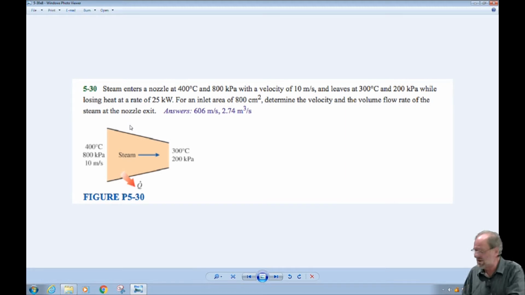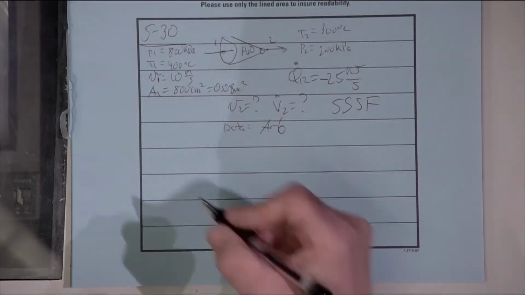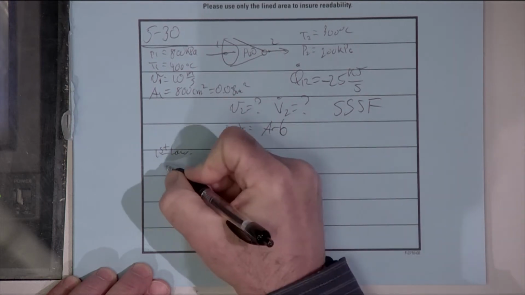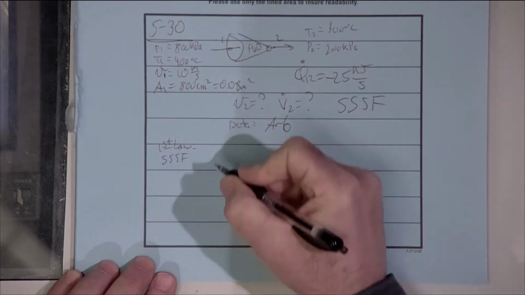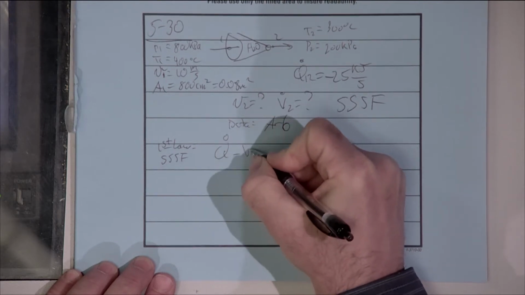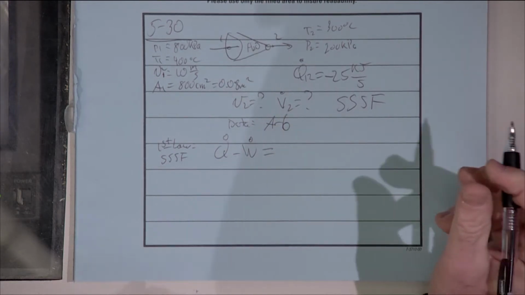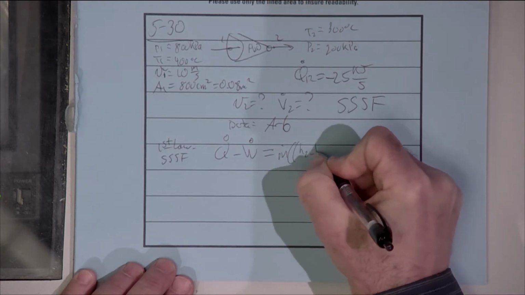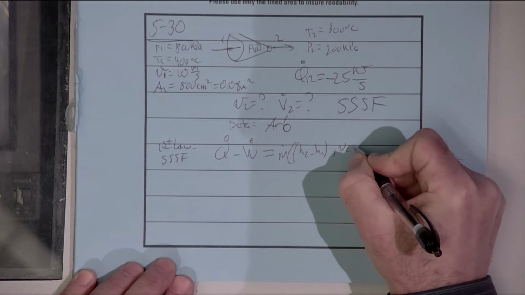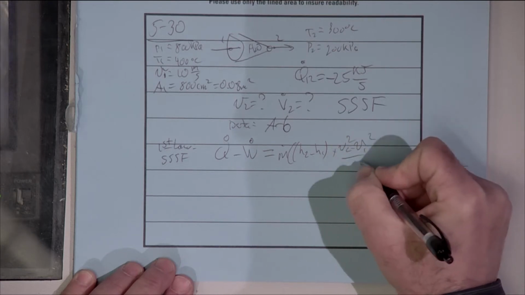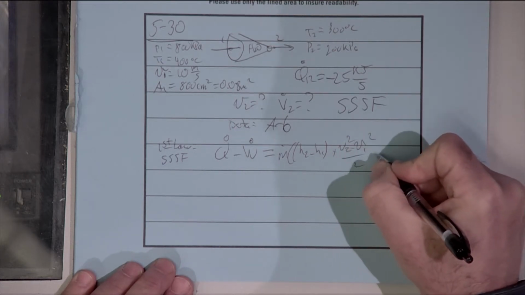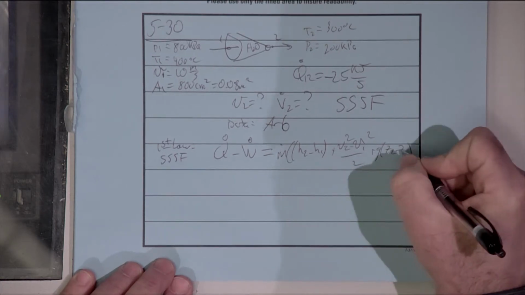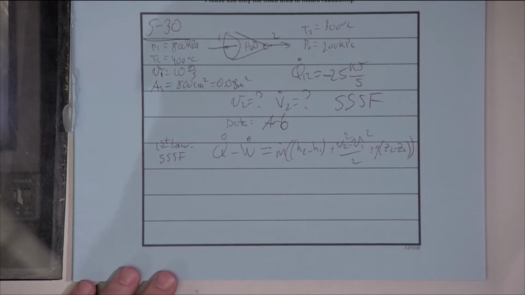So what equation do we have to solve for? Well, the first law. And the first law for single stream steady flow process is rate of heat transfer minus the rate of work, or power if you will, is going to equal the mass flow rate, and then times the enthalpy change plus the kinetic energy change plus potential energy change.